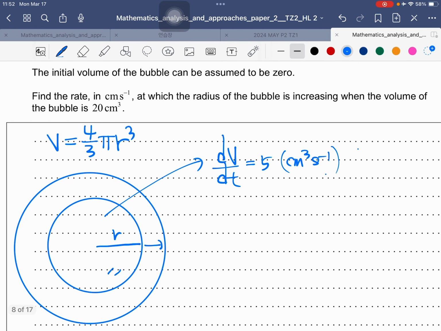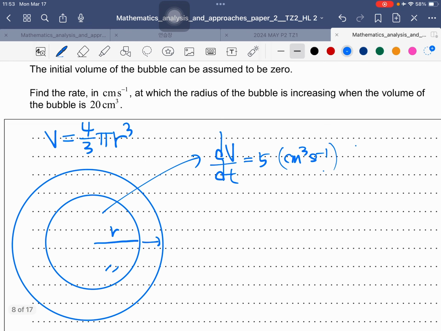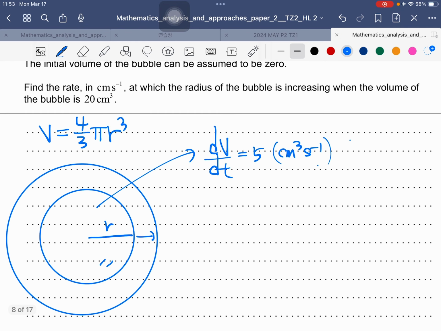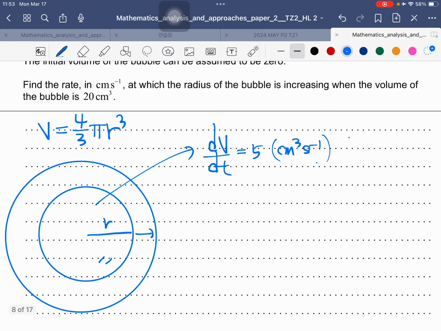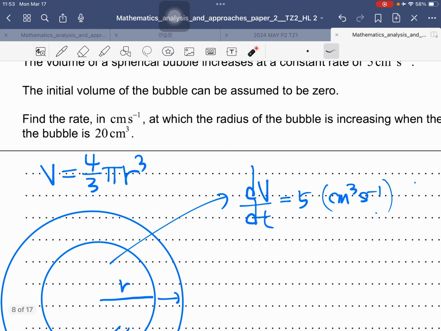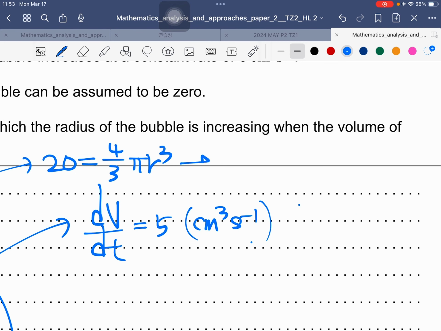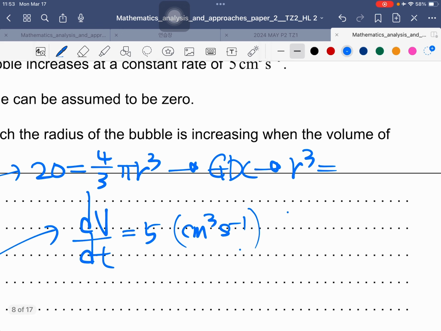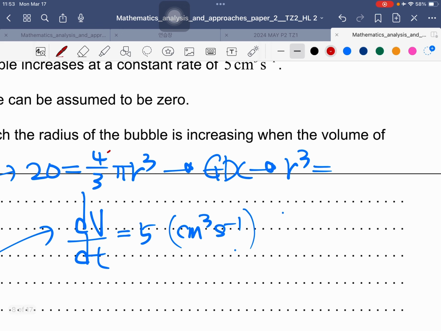And then initial volume can be 0, and find the rate in centimeter per second at which the radius of the bubble is increasing when the volume of the bubble is 20. When V is 20, we can use this formula over here to find the radius. So V is 20 equals 4 over 3 pi r cubed. We can use GDC to calculate: r cubed equals 15 over pi.